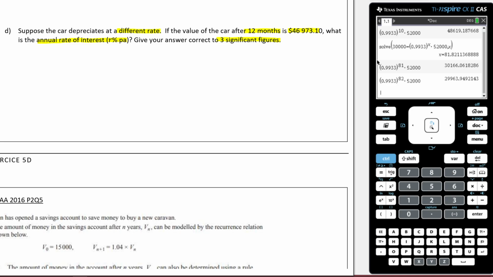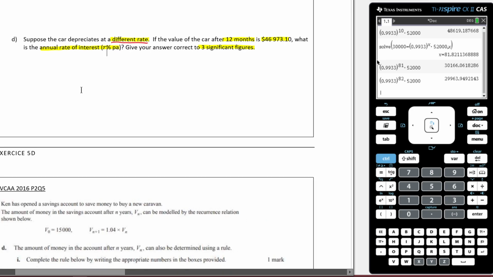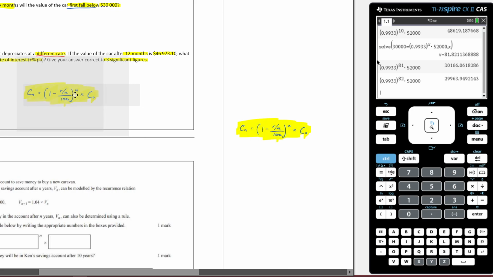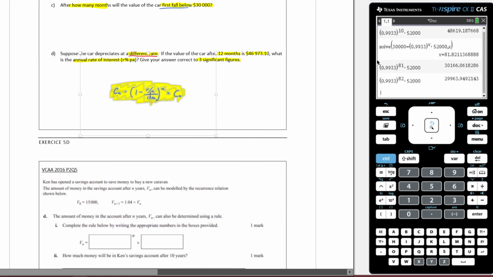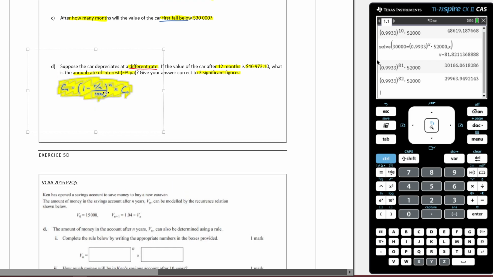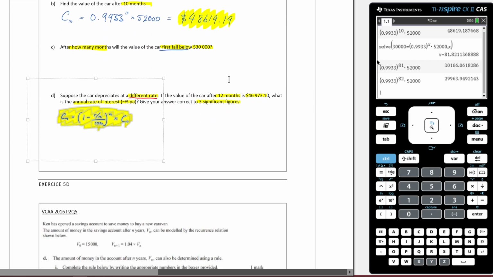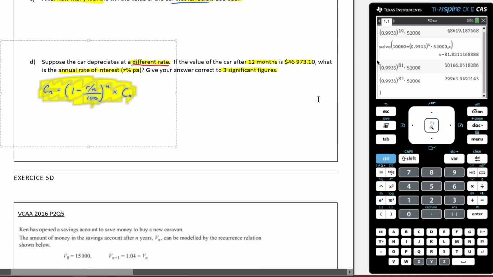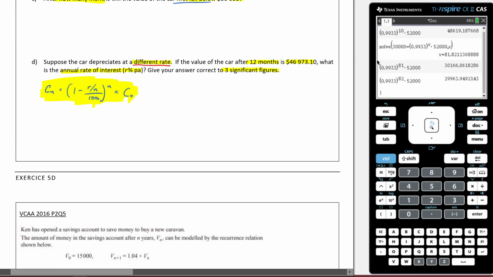So as you can see here, what we're doing is we're trying to figure out a different rate. So what we're going to do is say, hey, you know what? I'm going to take the rule that we started with. So remember this rule? I'm just going to plop it down here. This is the rule to help me figure out the general rule. Remember, it's just this up here. And the reason why I'm going to use this rule is because we're given a whole bunch of information that we can sub in. For instance, we know what the value of this is going to be after 12 months.